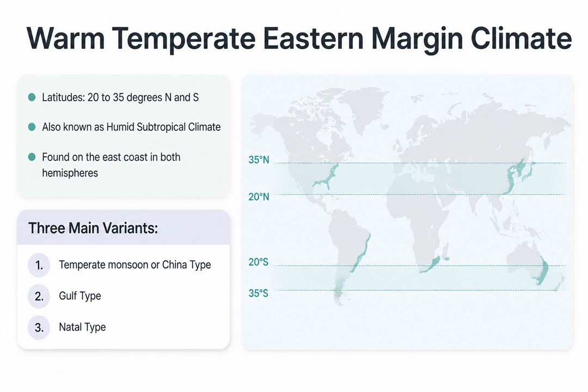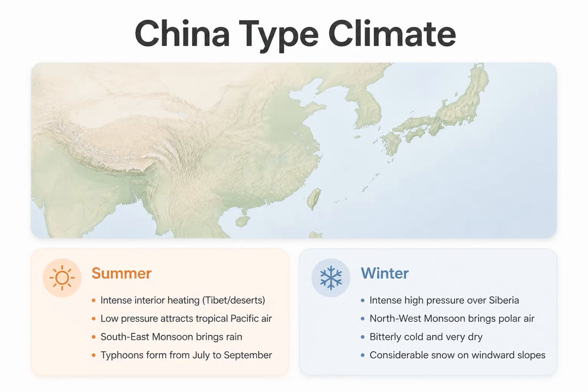Depending on the specific geographic influences, this climate branches into 3 distinct variants: the China type, the Gulf type, and the Natal type. Let us break down each one. The first variant is the China type, observed mostly in central and northern China and southern Japan.